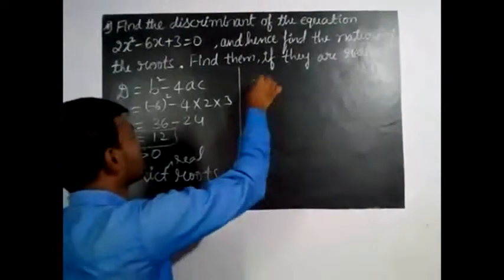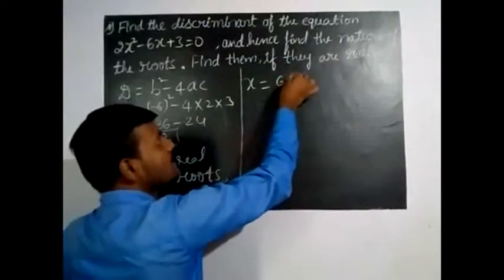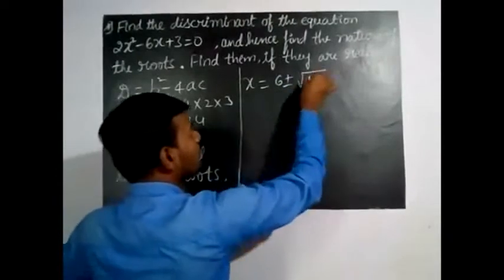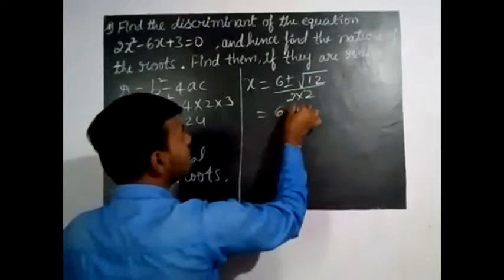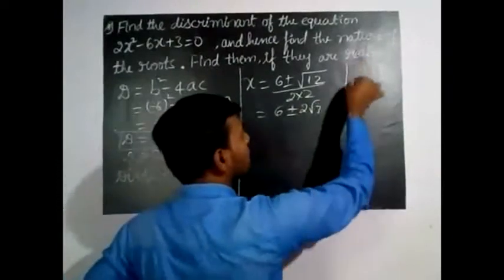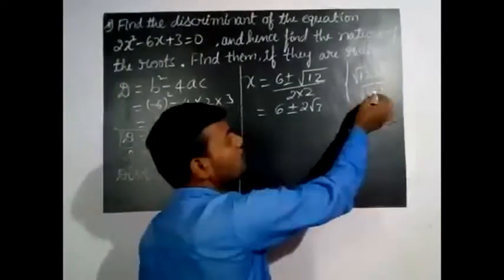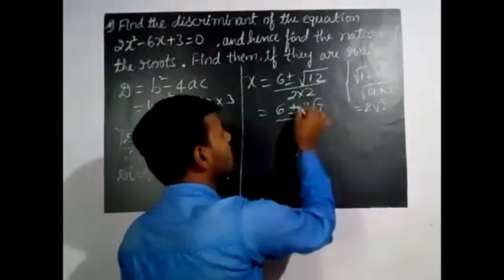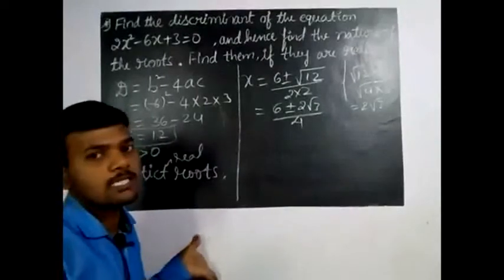Okay, x is equal to minus b. Minus b means minus of minus, it becomes plus 6, plus or minus root d. Root d means root 12, by 2 into 2. 6 plus or minus root 12, which can be written as 2 root 3, because root 12 is root 4 into 3. Root 4 is 2 and root 3 as it is, 2 root 3. Okay, divided by 2 2s are 4. Now here there is plus or minus, no? So we have to consider once as plus and once as minus.